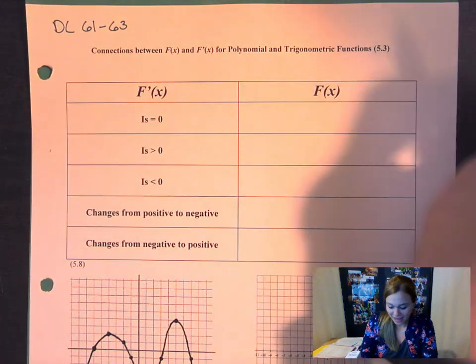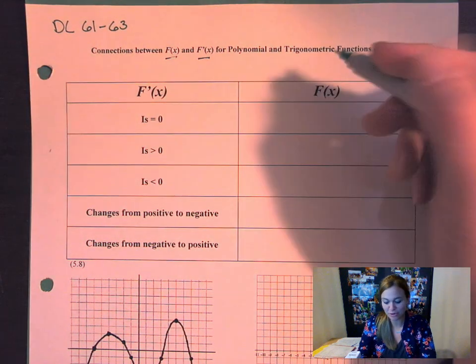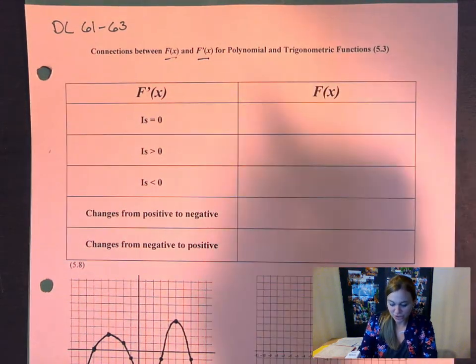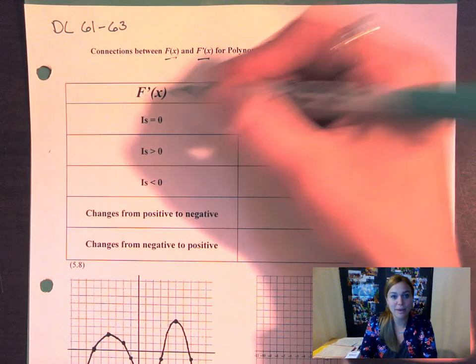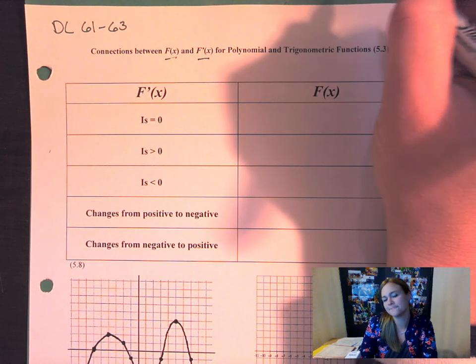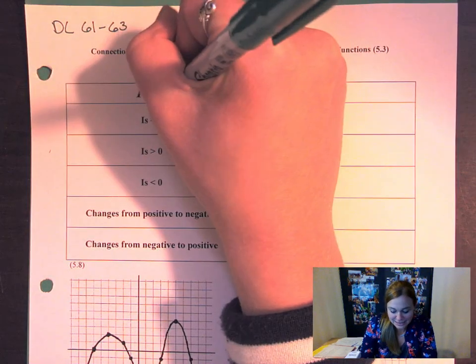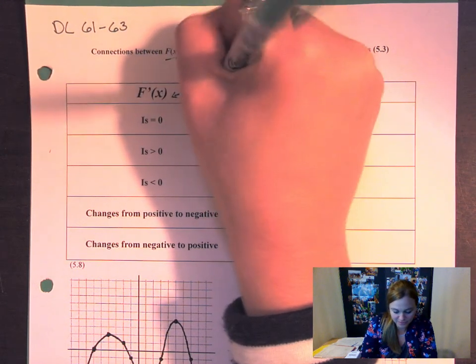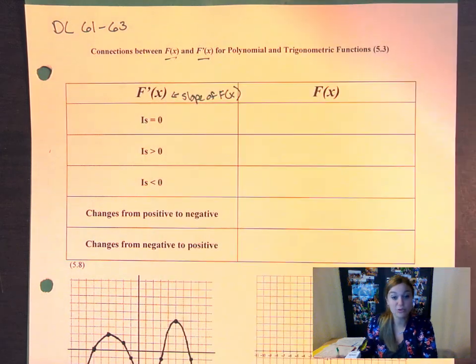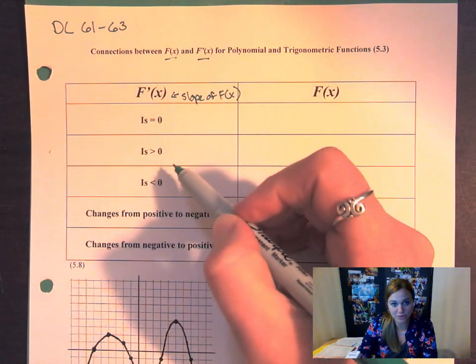Okay, so now we're going to make some connections between f of x and f prime of x for polynomial and trig functions. So if we're doing this, and this is f prime of x, remember the derivative is also known as the slope of the tangent. So this is the slope of f of x. Okay, so if we know that this is the slope of f of x, I'm actually going to skip this one for right now. I'm going to go to this one.